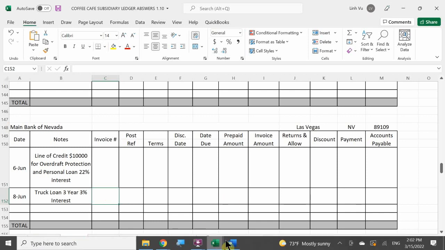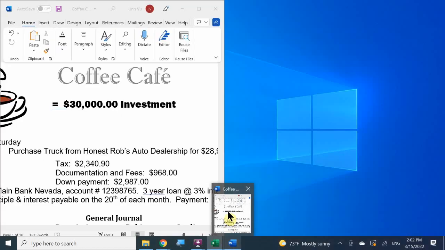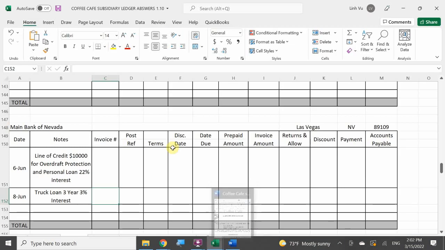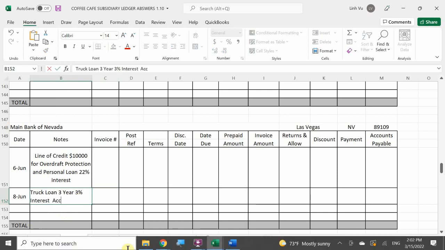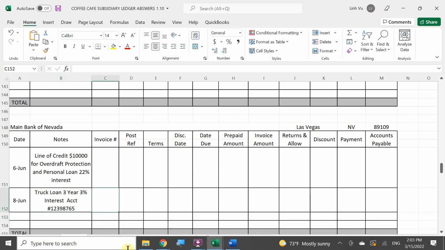In this case, I will recognize that this was account number 123986765. Actually, you know what? I'm going to put it in my notes. Account number 12398765. Again, you haven't received your bill yet, but at least you could say this was the loan you made on your general journal 3.